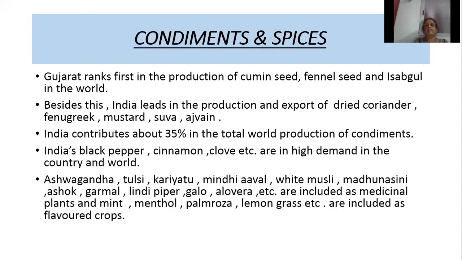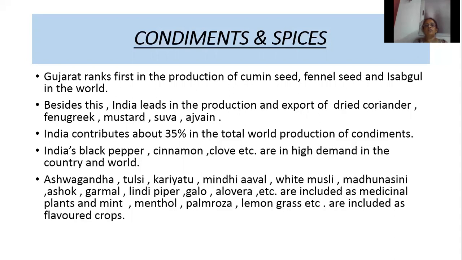So which state ranks first in the production of cumin seed, fennel seed and isabgol in the world? Gujarat. India leads in the production and export of which condiments and spices? Dried coriander, fenugreek, mustard, suva, and ajwain. India contributes about 35% of the total world production of condiments.